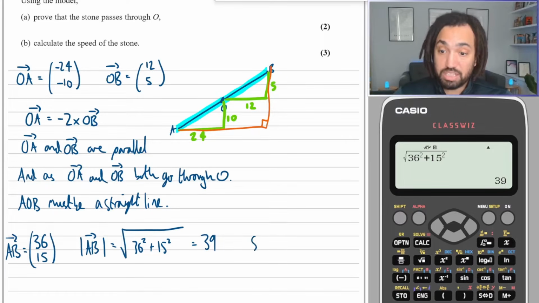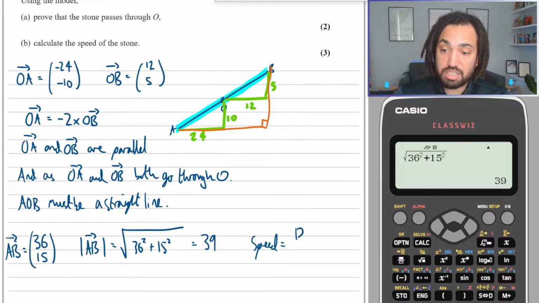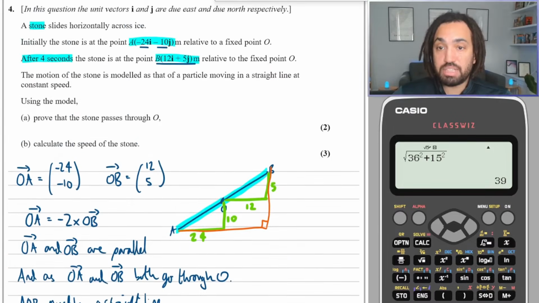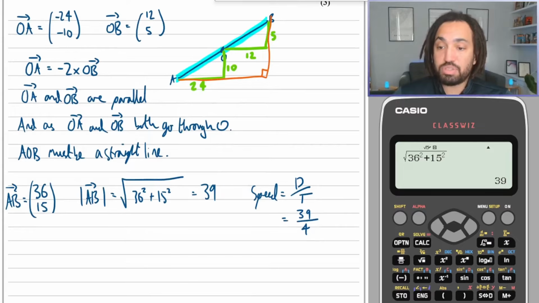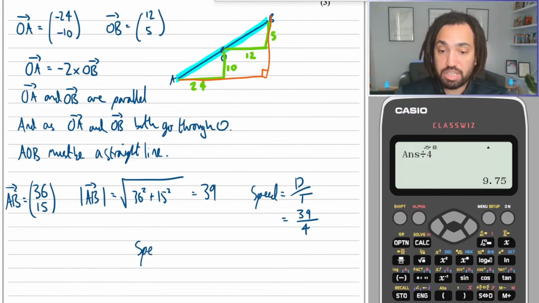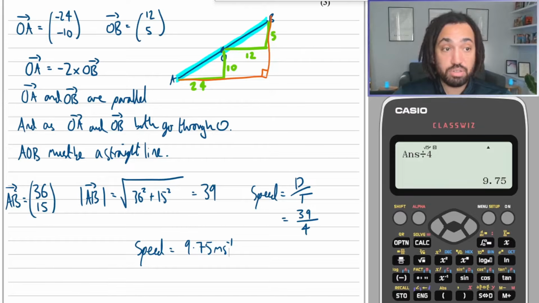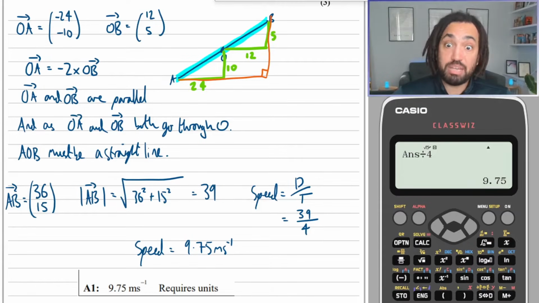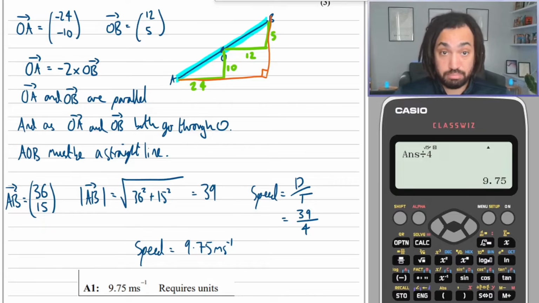So therefore the speed is equal to the distance over the time. It's travelled 39 units in 4 seconds. Or is it units? It's meters. Yeah, you can clearly see here that it is meters. So therefore the speed is equal to 39 divided by 4, which is 9.75 meters per second. And I think you might need to put the units there, so make sure you do. Just check the mark scheme and it does require units to get the full marks.